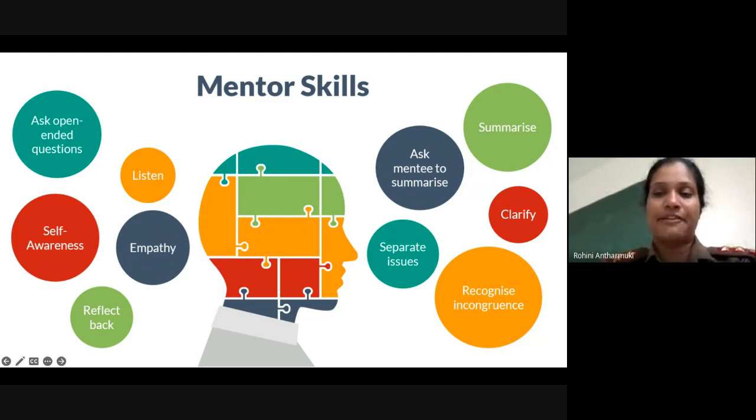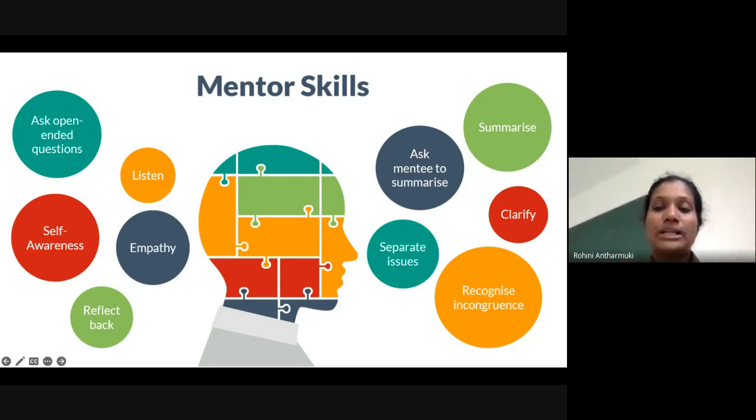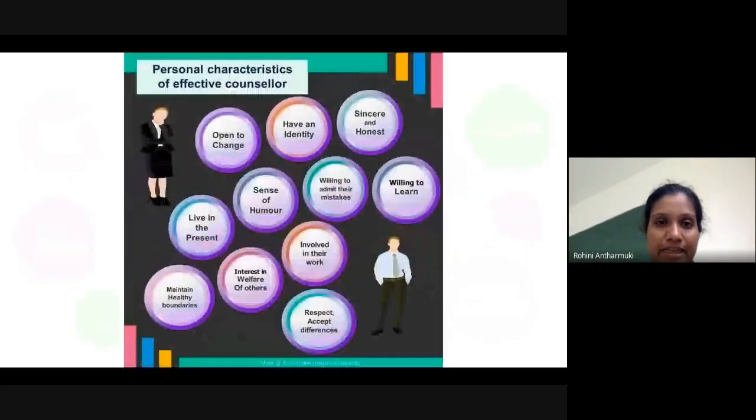Clarify. Sometimes the students would be in doubt, so you ask a question and clarify. Is this what you're asking me to help you with? So the clarification was important. Recognizing the incongruence. So you need to know what are the incongruences in the student and try to identify that.